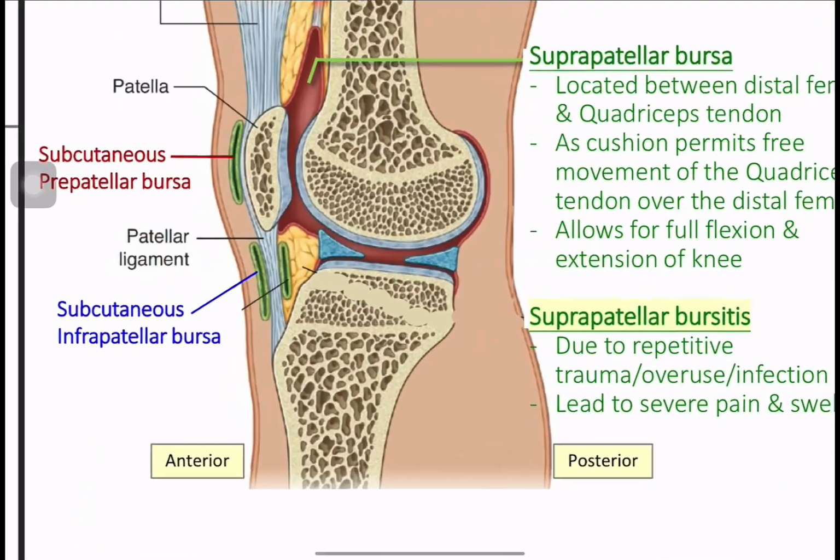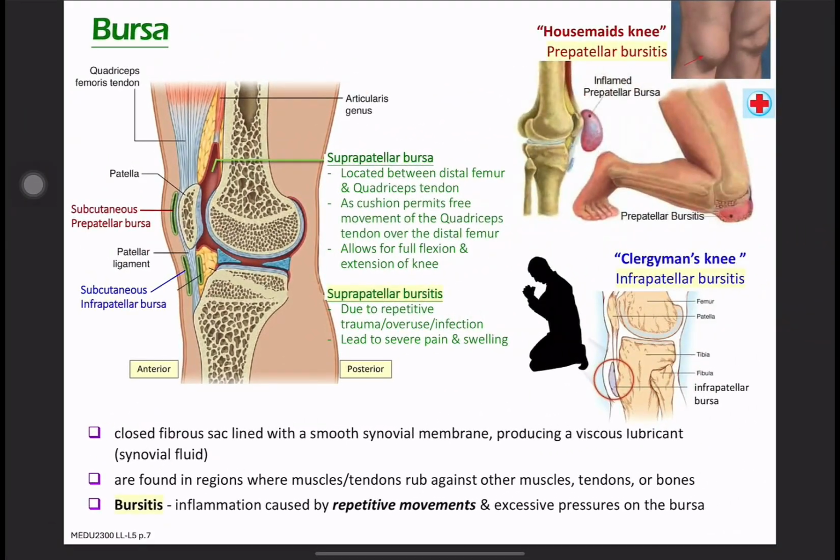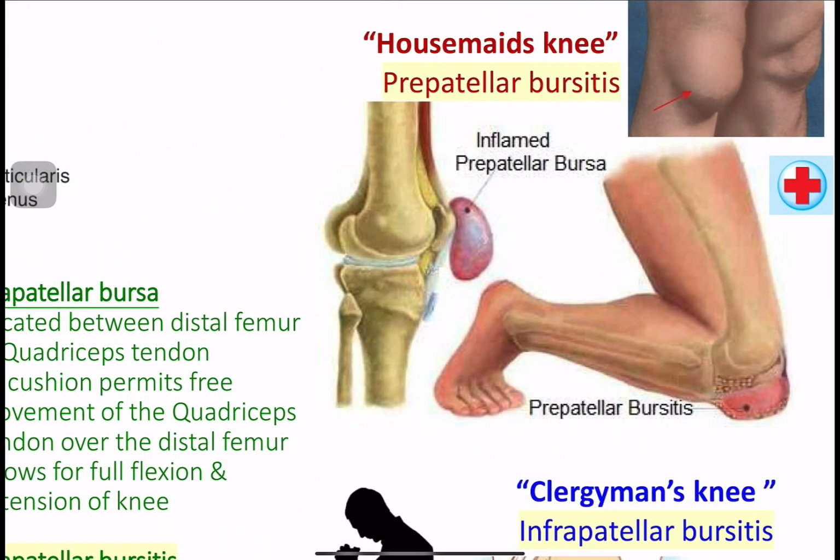This one is called the prepatellar bursa. It is located subcutaneously in front of the patella. Inflammation of this bursa, we usually refer to as housemaid's knee, typically resulting from prolonged kneeling activity like floor cleaning.